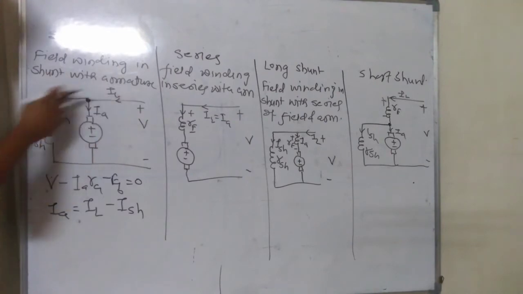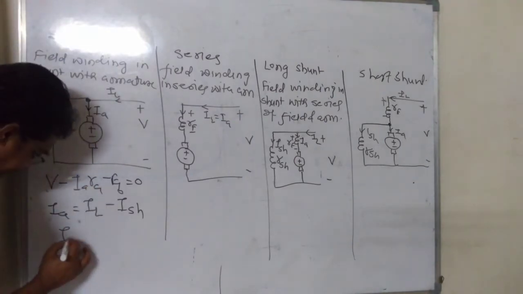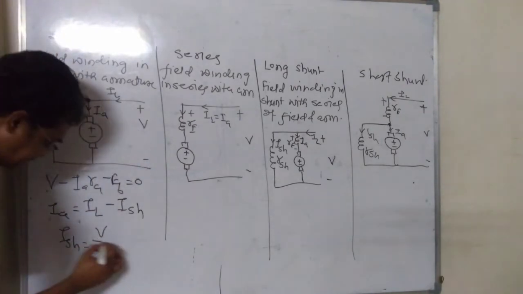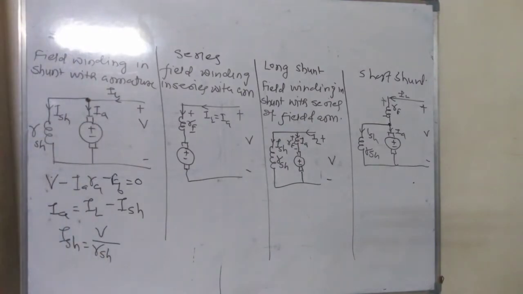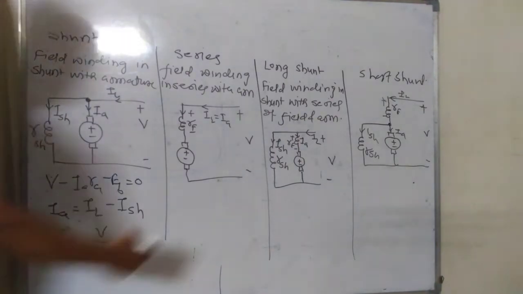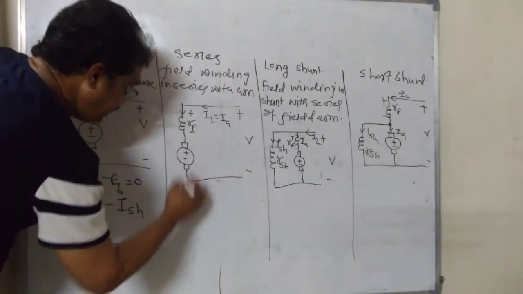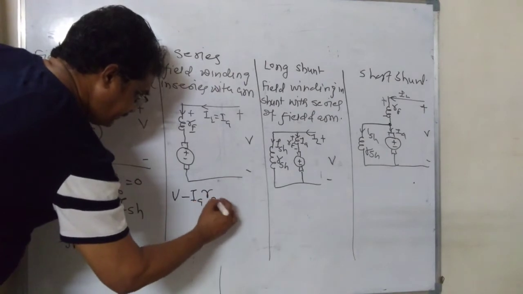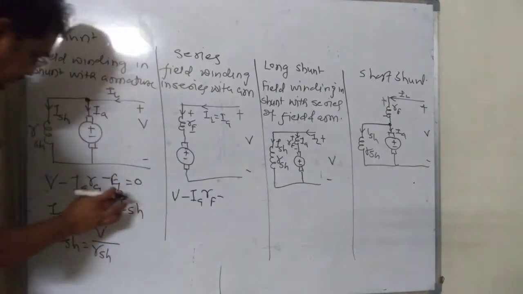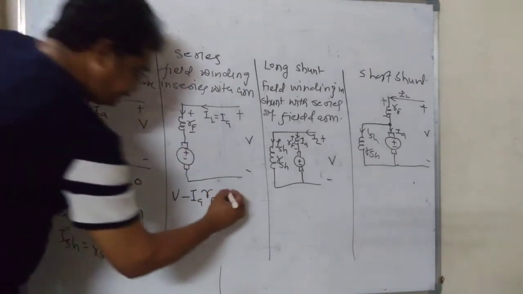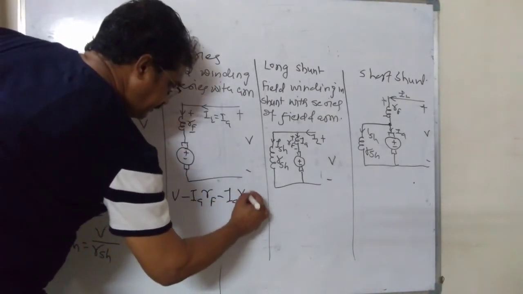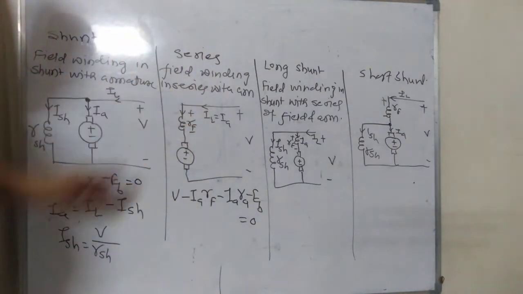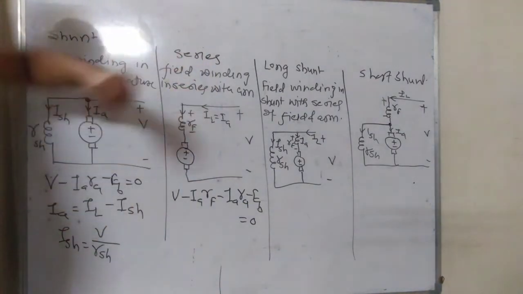So what is IA? IL minus ISH, and ISH will be, voltage across this is V and resistance is RSH. Right? KVL. V, same current is flowing, minus IA RF, minus this one for this block, IA RA, minus EB is equal to 0. There is no current division, so we need not write these equations for this circuit.